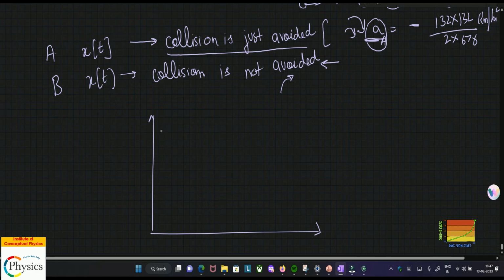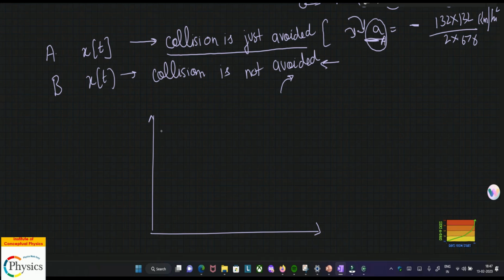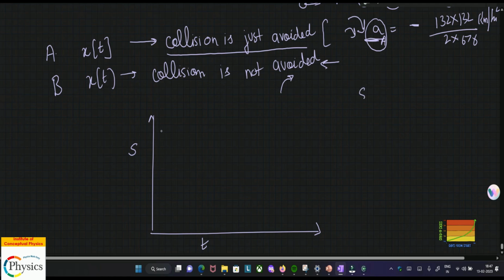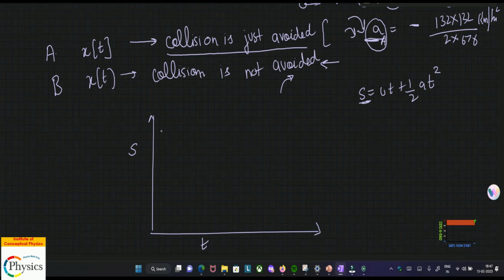If you come to think of it, the only equation that links acceleration, distance (this is displacement) and time is s = ut + half at square. Generally you're very used to this, so this is your x-t graph, and this is a parabola, and you have an initial velocity.